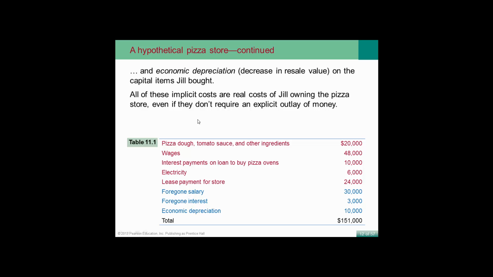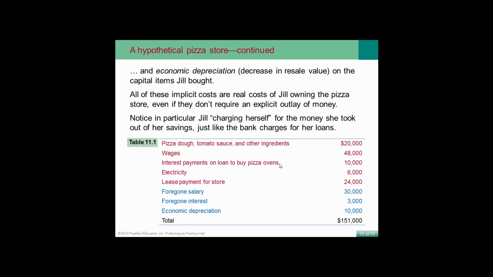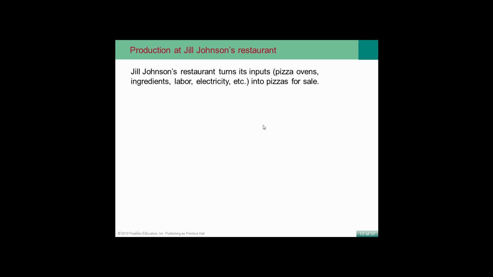All of these implicit costs are real costs of Jill owning the pizza shop, even though they don't require an explicit outlay of money. Many times people forget these costs, and they don't take them into the equation. Notice in particular, Jill is charging herself for the money she took out of her savings. It's just like the bank charges her interest on the loans.